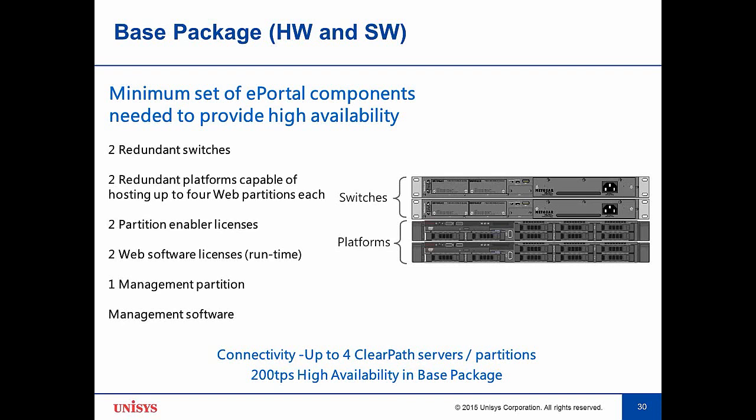Each of this base capacity server has 200 transactions per second in what we call an N+1 configuration. So in each one of those base platforms contains 200 transactions per second of capability. So you could lose one of those platforms and still have a completely running system delivering 200 transactions per second.